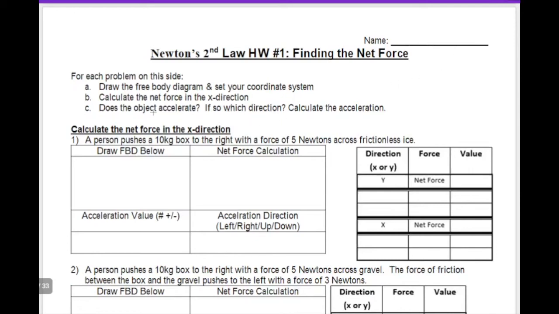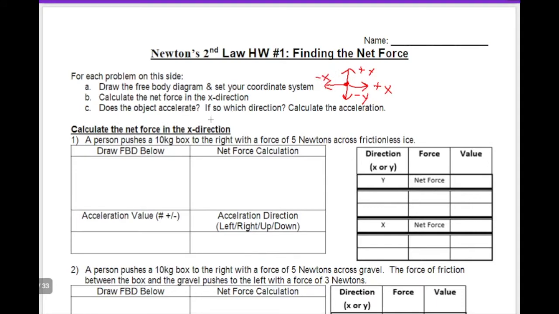Alrighty guys, let's go ahead and take a look at some of these problems here. So this is Newton's second law, homework number 1. It says for each problem on this side, we want to draw the free body diagram and set our coordinate system. So we always know that our coordinate system is going to look something like this, where this is the positive y direction, this is the negative y direction, this is the positive x, and this is the negative x.